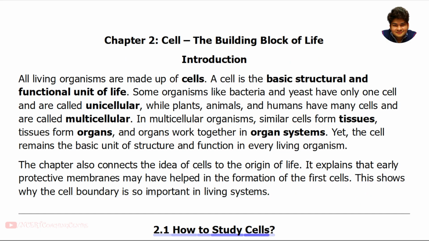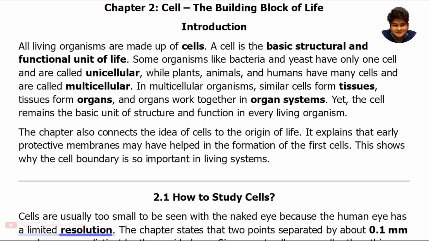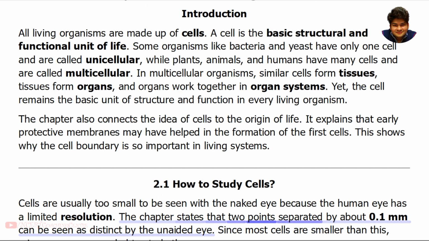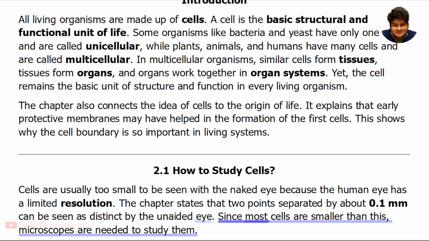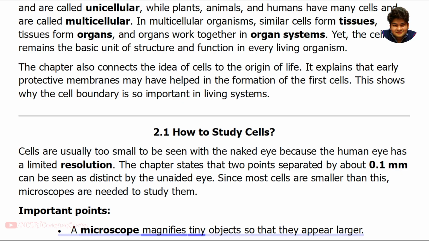2.1 How to study cells? Cells are usually too small to be seen with the naked eye because the human eye has a limited resolution. The chapter states that 2 points separated by about 0.1 mm can be seen as distinct by the unaided eye. Since most cells are smaller than this, microscopes are needed to study them. Important points. A microscope magnifies tiny objects so that they appear larger.